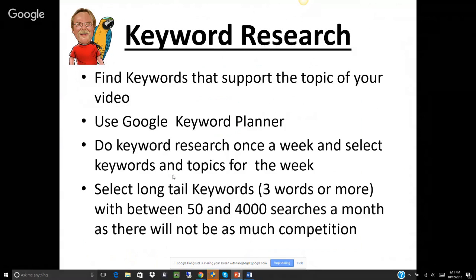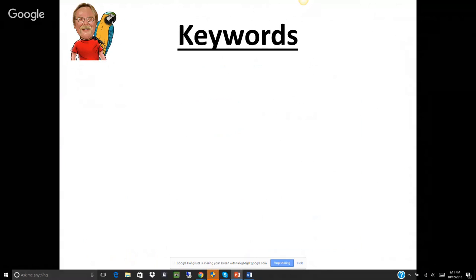The other thing is you want to select what we call long tail keywords, and that's a keyword phrase which has more than 3 words in it, and the ideal search volumes are between 50 and 4,000 searches a month, because the competition there is a lot easier to rank on. If you're feeling lost, we're just basically going over what I'm going to show you in this webinar. So don't think, well, I don't understand what this means.